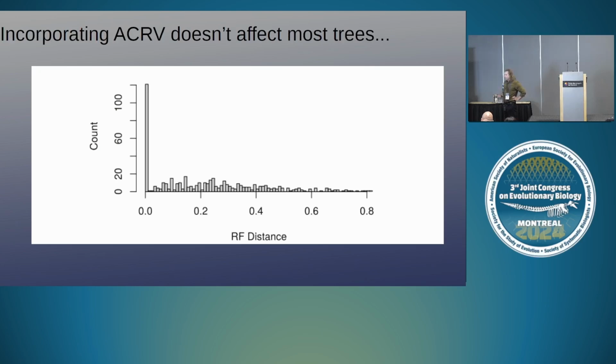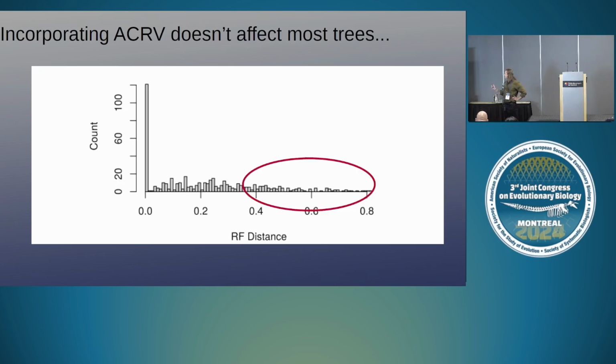If we're looking at Robinson-Foulds distance, the way to think about this is a distance of 0.0 is going to mean two trees are identical to one another. A distance of 1.0 would mean they're completely different from one another in terms of their topology. And so we see again, a lot of the time, it's not that big of a deal. You're probably fine to run your analyses.